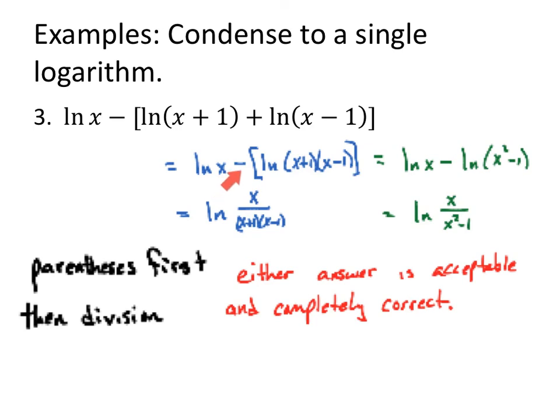The natural log of x minus the natural log of the mess, subtracting turns into division. So this is the natural log of x over x plus 1 times x minus 1. If you are multiplying, instead of leaving factored form, that'll just be the natural log of x over x squared minus 1. Either answer should be completely acceptable.